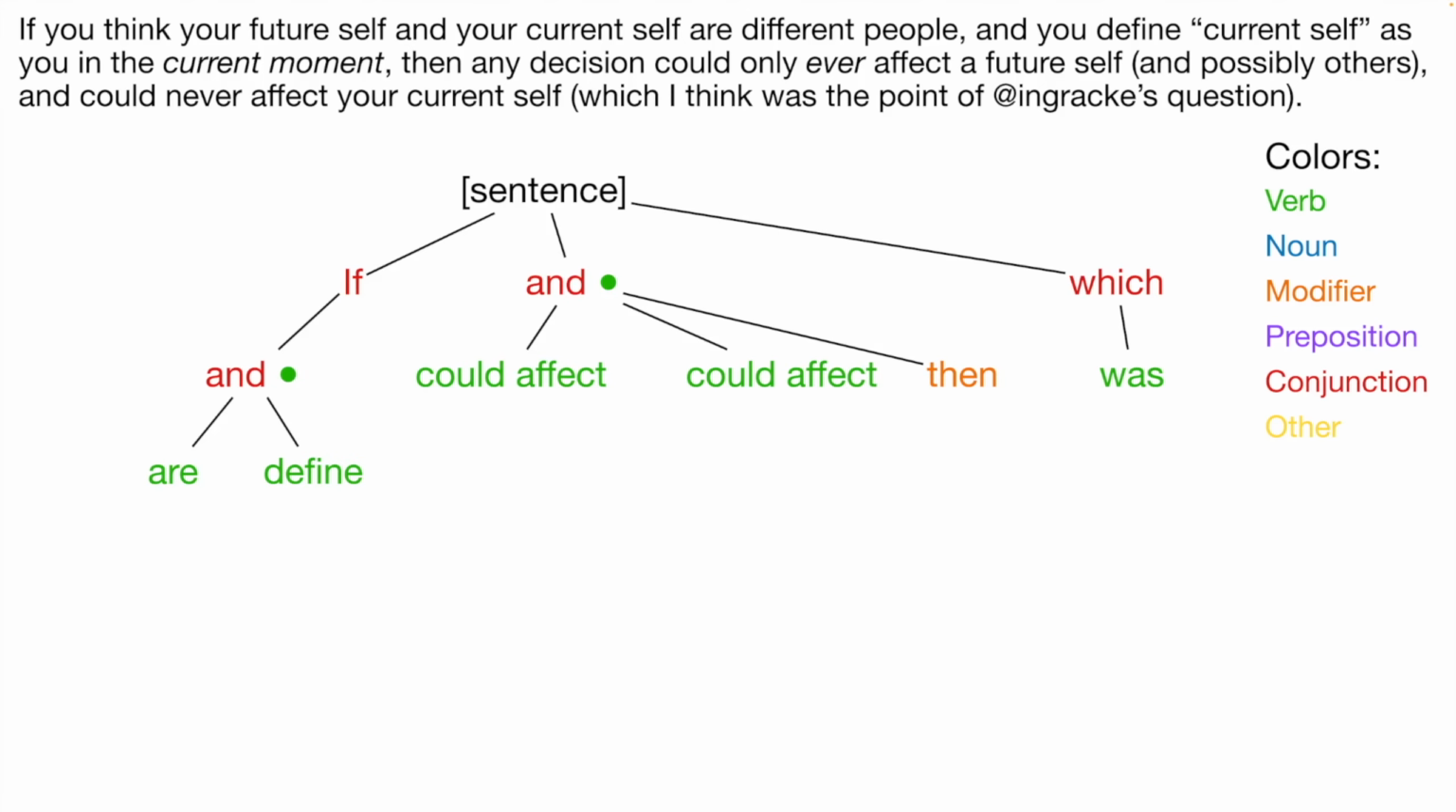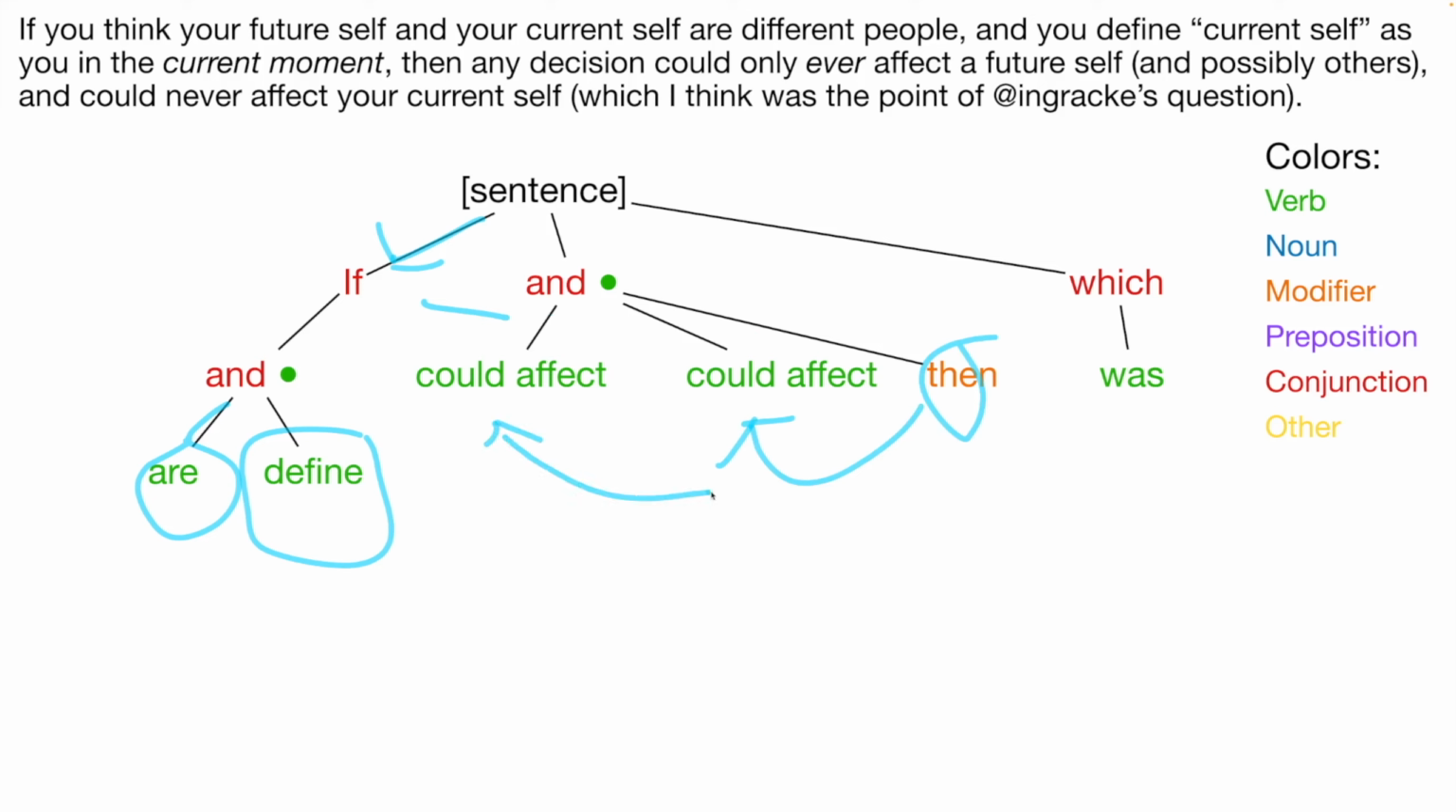And now we have more of a tree structure. Instead of just a sentence with 5 things in it, we have a sentence with 3 things in it because we've done some amount of nesting. And you can see the main structure of the sentence. It's saying, if these 2 things, then these 2 things. And then also we've got the which at the end, doing something or other.